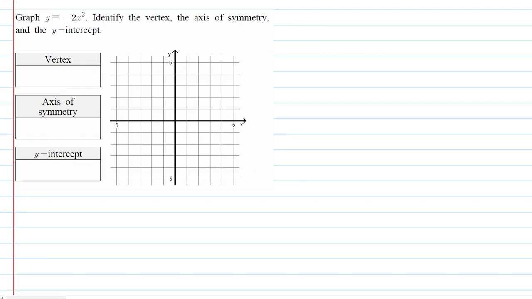Here's the question. Graph y equals negative 2x squared. Okay, so this is a graph of x squared. The leading coefficient is negative 2. So here we need to identify the vertex, the axis of symmetry, and the y-intercept.